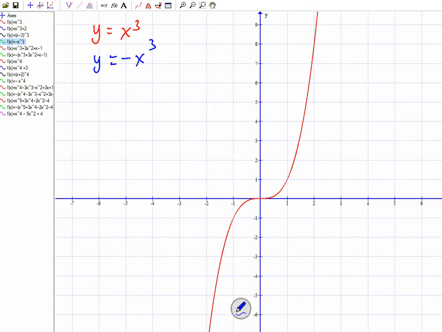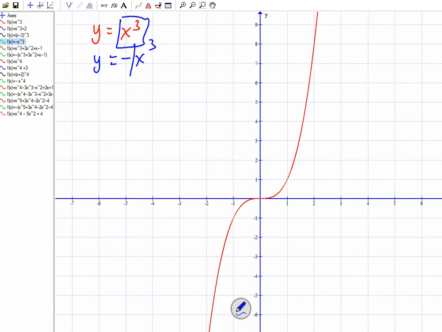Okay, so it's a cube term. So we expect it to go in opposite directions from beginning to end. And it's negative in front, so we know it's going to end up heading toward negative infinity. But everything else is the same.